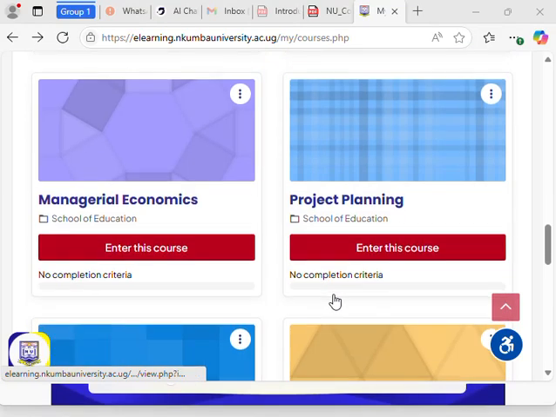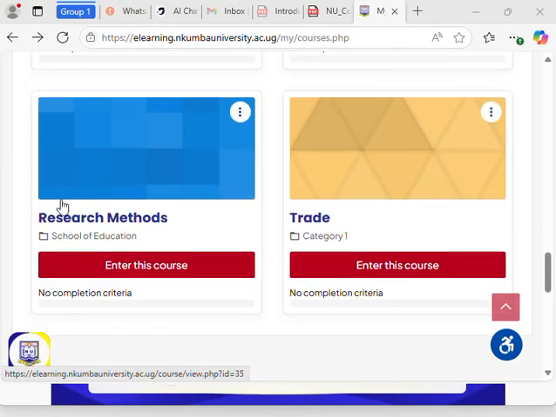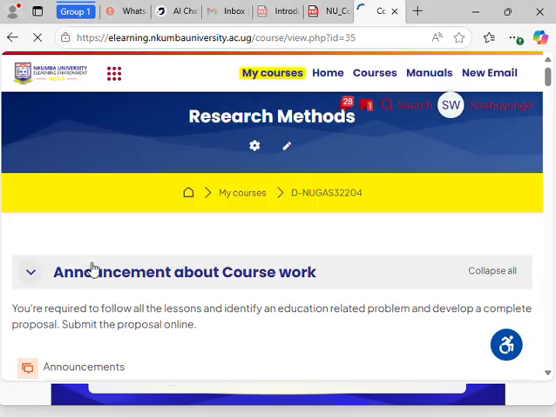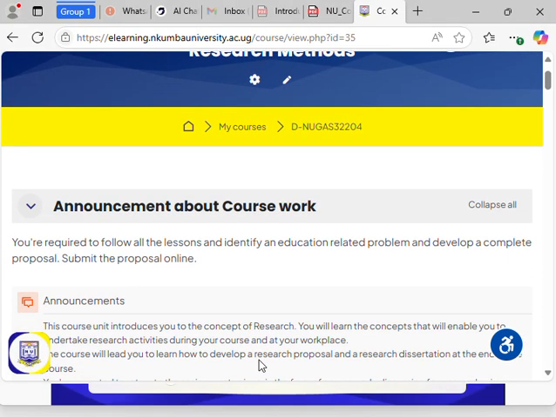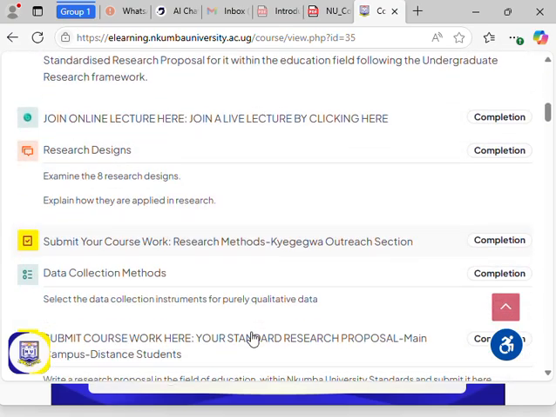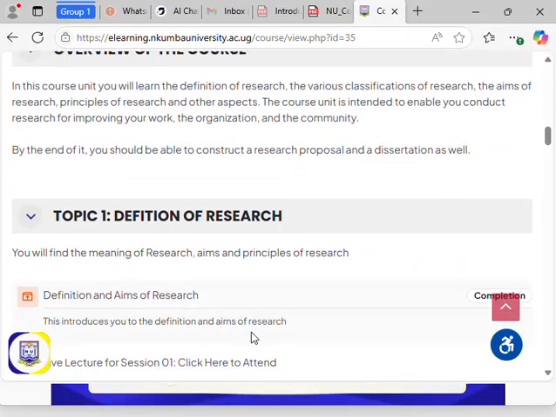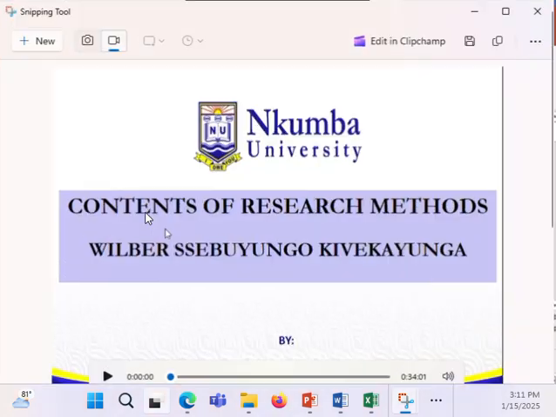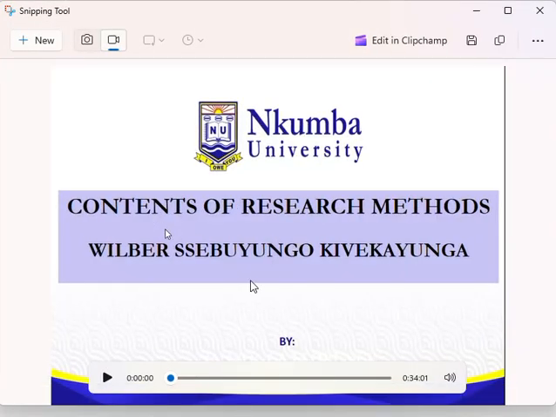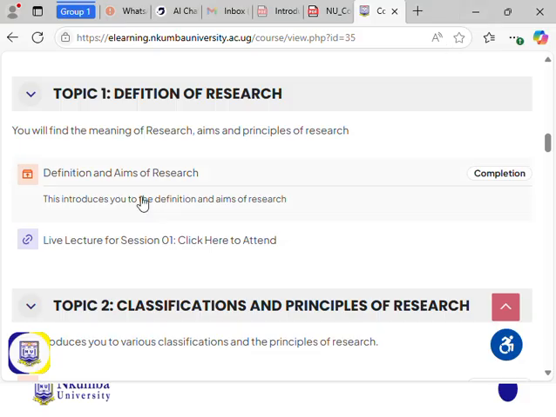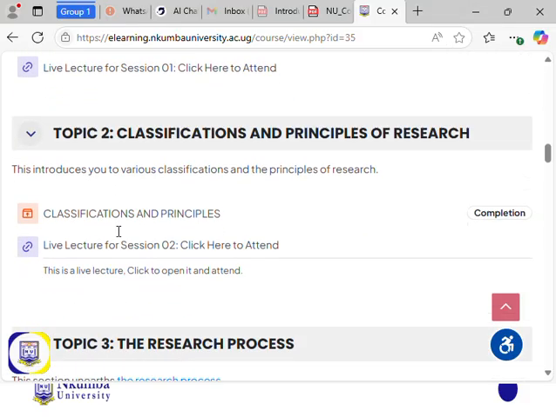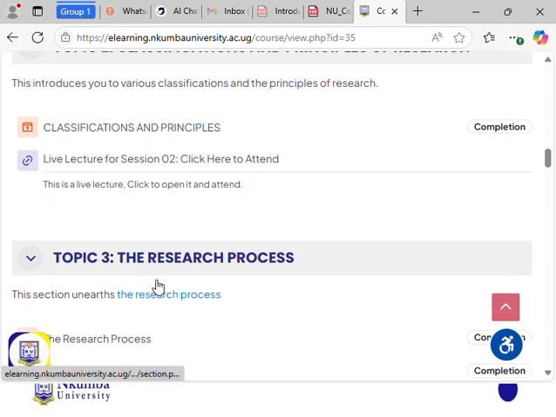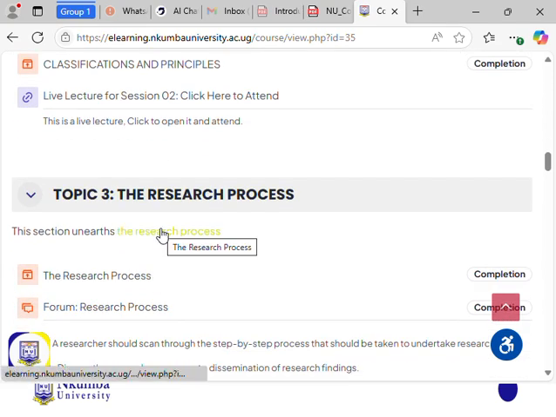So this course unit, when you log in, you find Research Methods, the School of Education. When you tap into it, you find what research is and classifications of research. You'll find the research process is there.